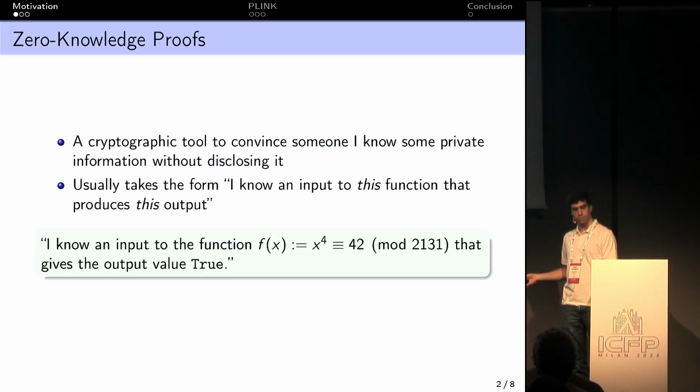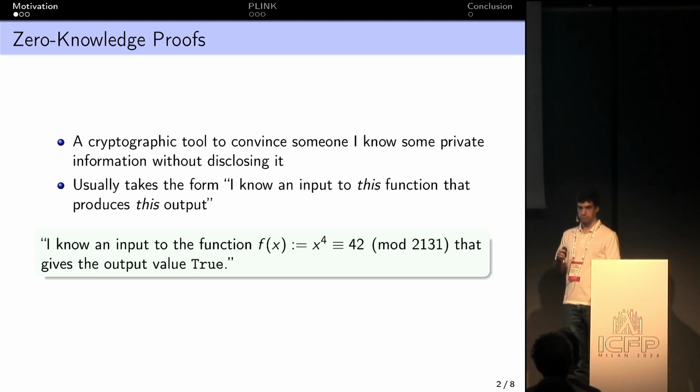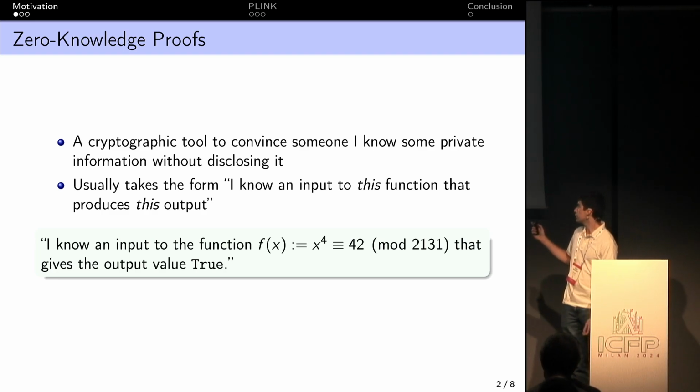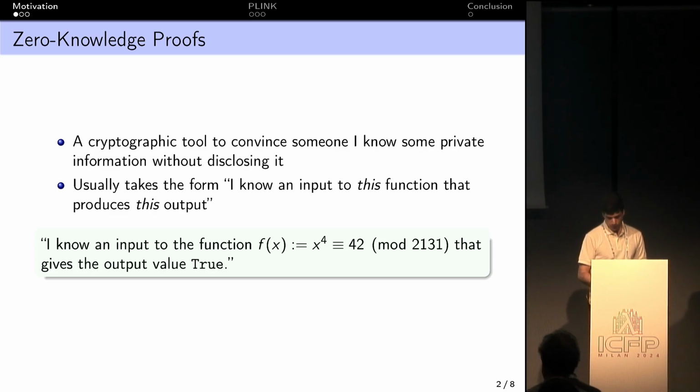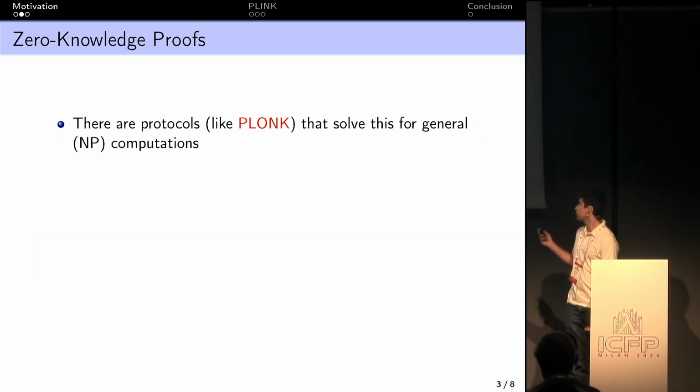It is an example, of course, of a zero-knowledge protocol, which is a cryptographic tool that allows me to convince someone else that I know some private piece of information, but without actually revealing what this information is. Now, this is usually expressed in a statement like, I know an input to some function that results in some particular output value, but I won't say the input value. And one example is I could prove to someone that I know some input value to this function that results in the value true.